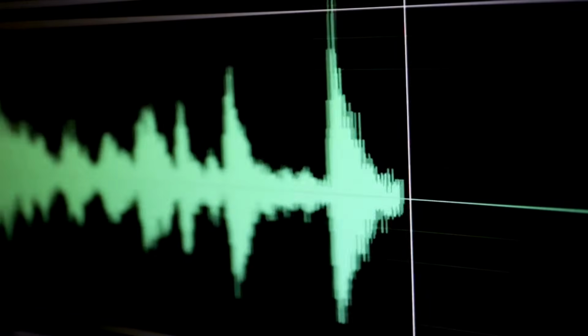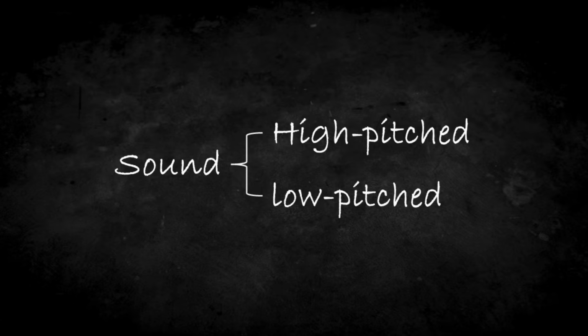Number 2, pitch. It refers to the highness and lowness of a sound. It is the perceived frequency of sound waves, determining whether a sound is high or low. A sound could be high-pitched, or it could be low-pitched, depending on the note's location in the musical staff.